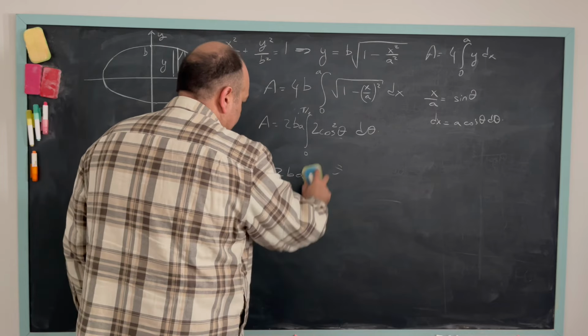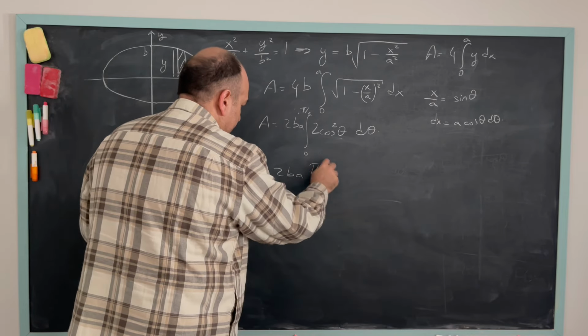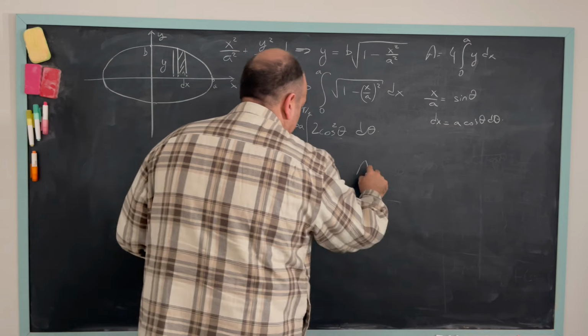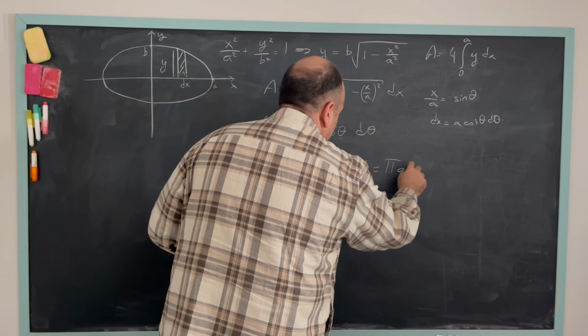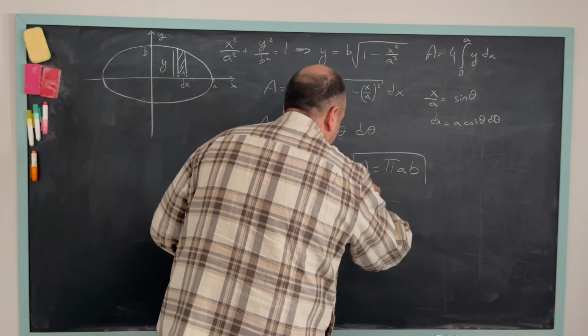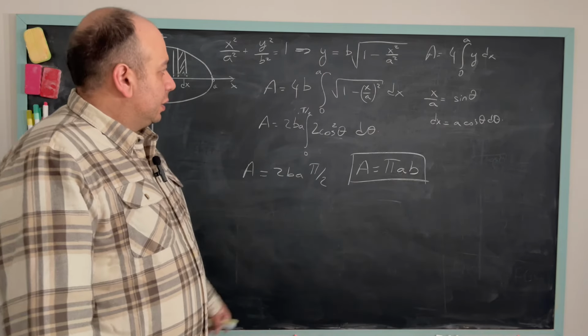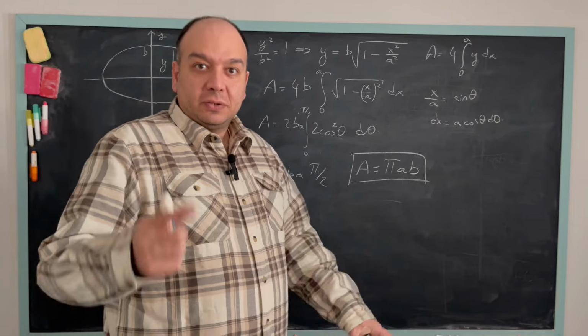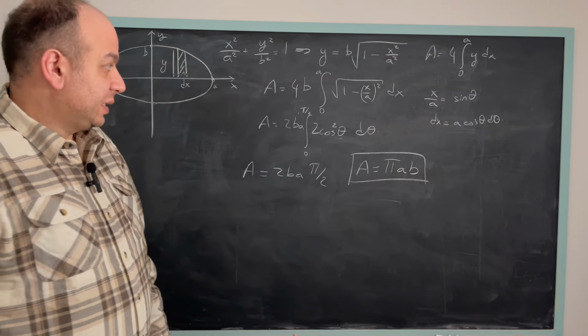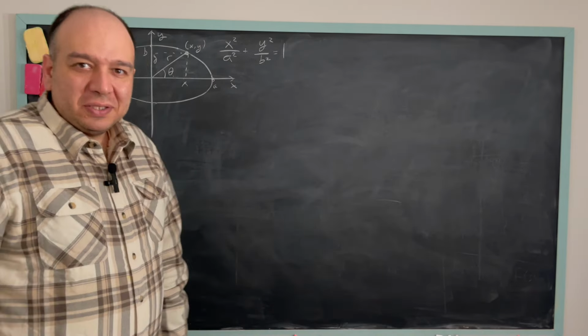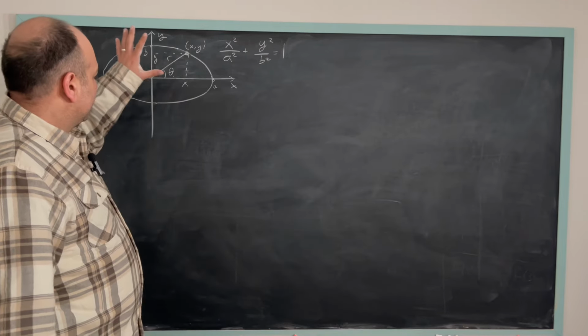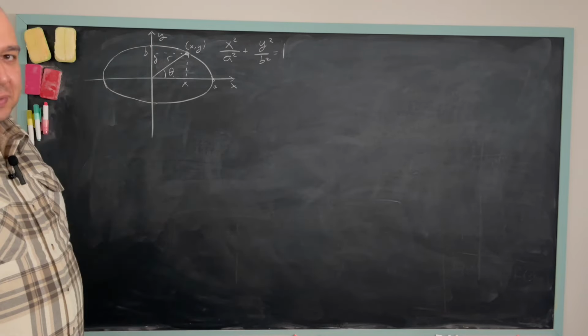So this integral is nothing but pi over 2. Okay, so the area of an ellipse is pi times AB, as you may know. Okay, I'll clean the board and I'll show you how the second method works. Now we are ready to apply the second method to find the area of an ellipse.